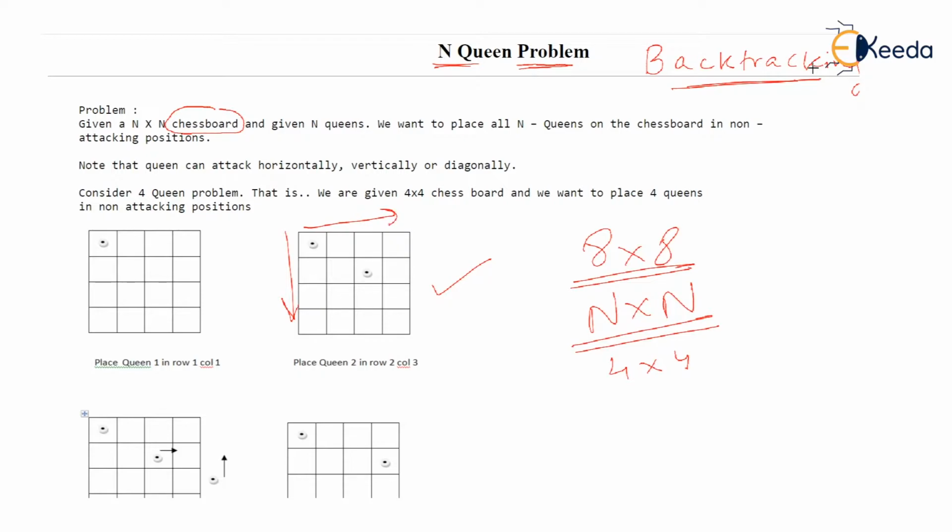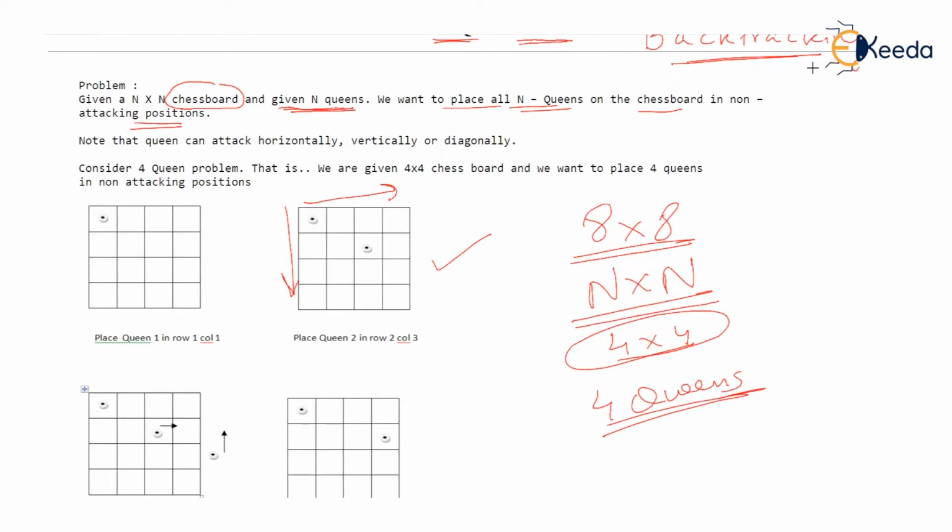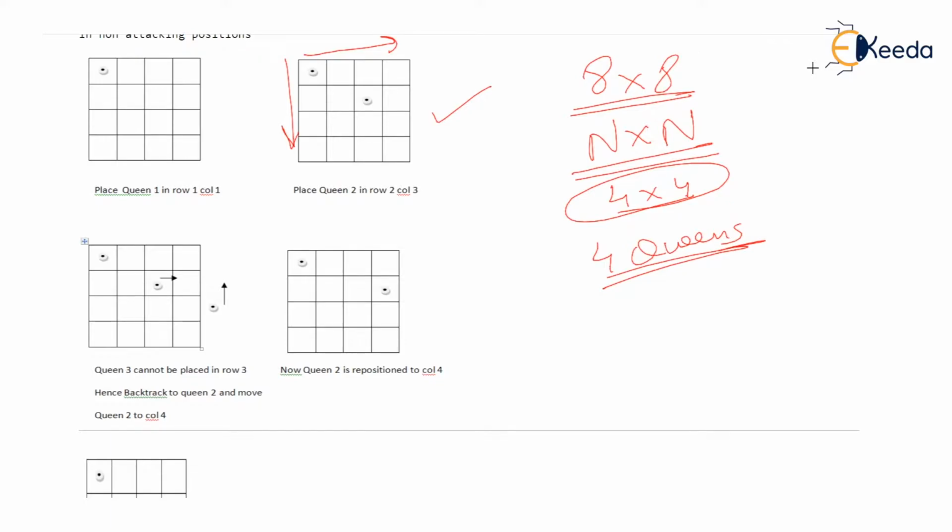So we have got a small chessboard and we are given n queens. So for a 4 by 4 chessboard, 4 queens are given. Now we want to place all these n queens, that is 4 queens, on the chessboard in non-attacking positions. Now watch, the problem is really very challenging. Now if we have a 4 by 4 chessboard, here we go, 4 rows and 4 columns.